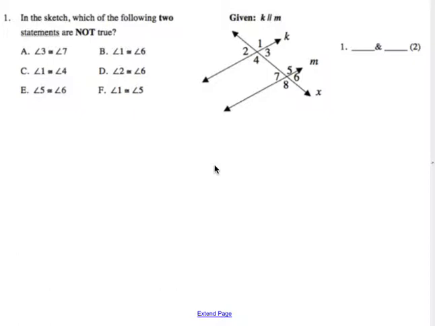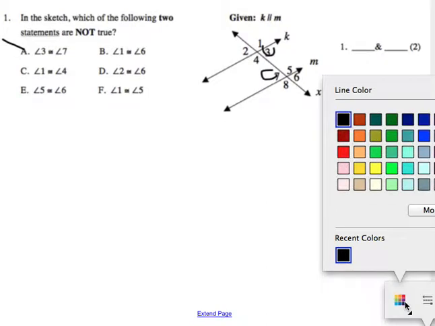So let's go ahead and take a look at number 1. Which of the following statements are not true? Remember that the symbol in the middle means congruent, so we're looking for angle relationships. Let's start with angle 3 and angle 7. Angle 3 and angle 7 are alternate interior angles, which means they're going to be congruent. So I know that A is true.